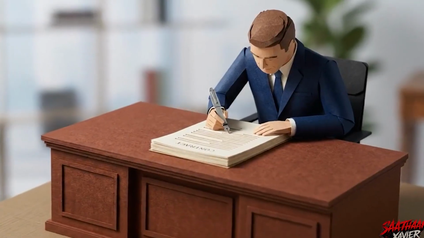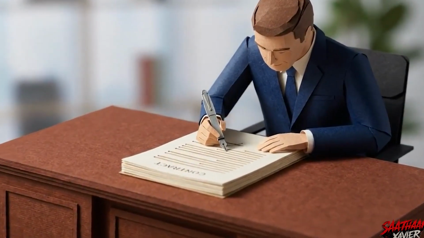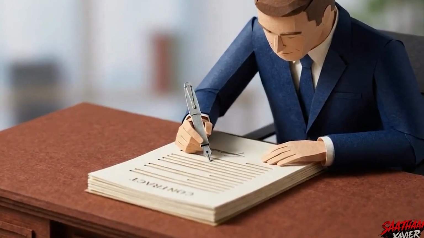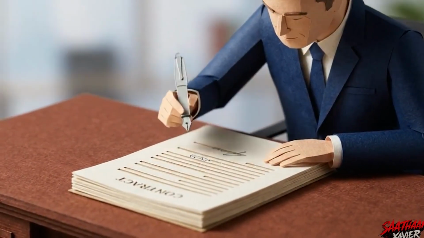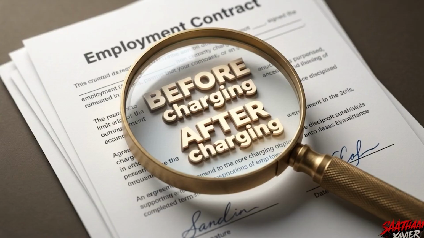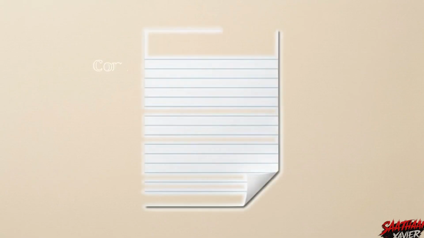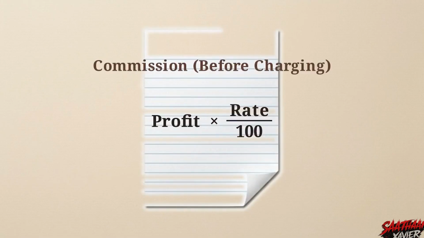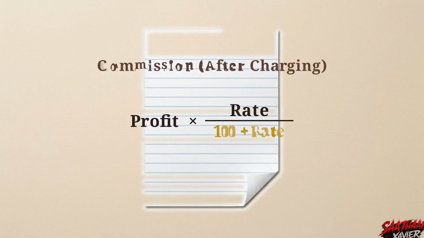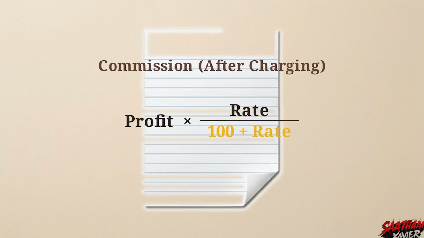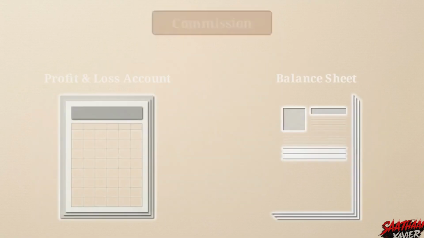There is one final complex adjustment that happens at the very bottom of the ledger: calculating a manager's commission based directly on net profit. The difficulty comes down to the exact wording of the employment contract. The wording dictates which of two distinct mathematical formulas you have to use. If commission is based on net profit before charging, multiply profit by the rate over 100. If it's after charging, the denominator shifts to 100 plus the rate.